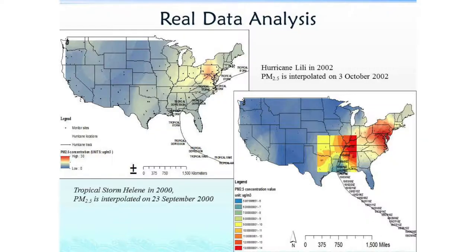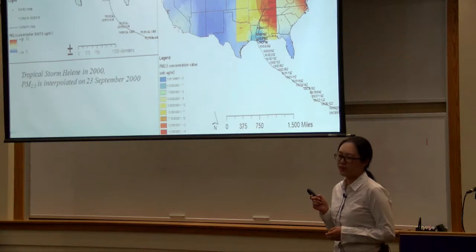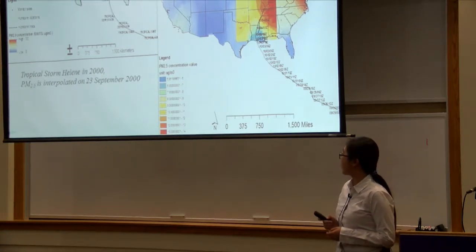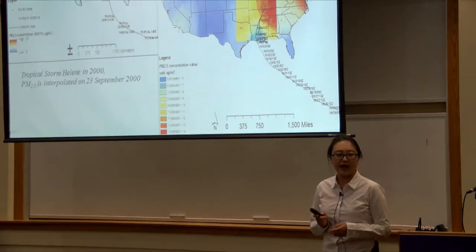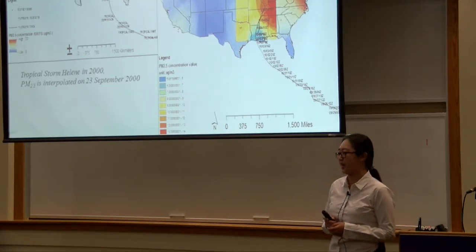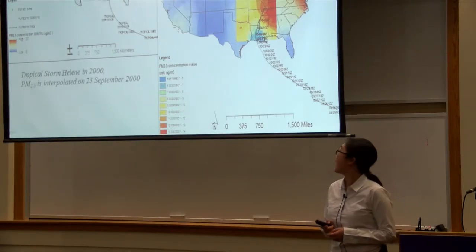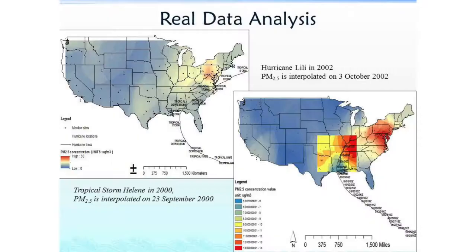Another result is that when the upper airflow is very strong, the hurricane inevitably enters the polluted area. It will weaken very quickly and even dissipate, such as hurricane Lily on the right.